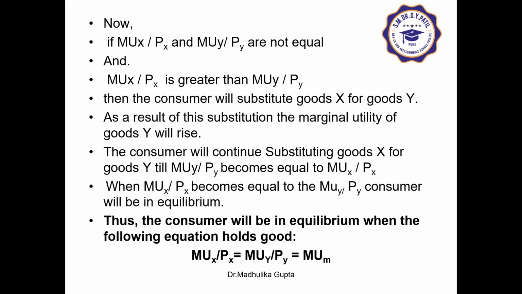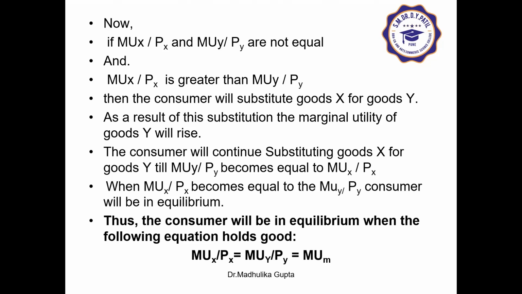Understood? Symbolically. Now if MUX upon PX and MUY upon PY are not equal, and MUX divided by PX is greater than MUY divided by PY, then the consumer will substitute good X for Y, right? As a result of substitution, the MU of good Y will rise. The consumer will continue substituting good X for good Y till MUY divided by PY becomes equal to MUX divided by PX. So when MUX divided by PX becomes equal to MUY divided by PY, the consumer will be at equilibrium.